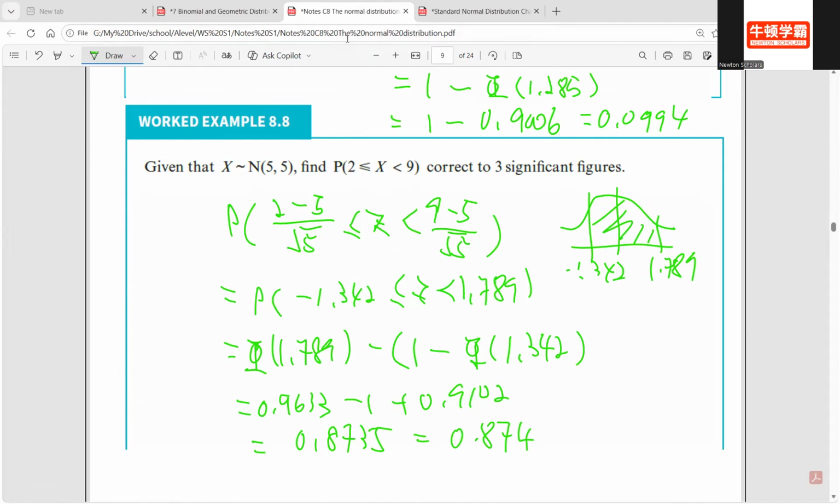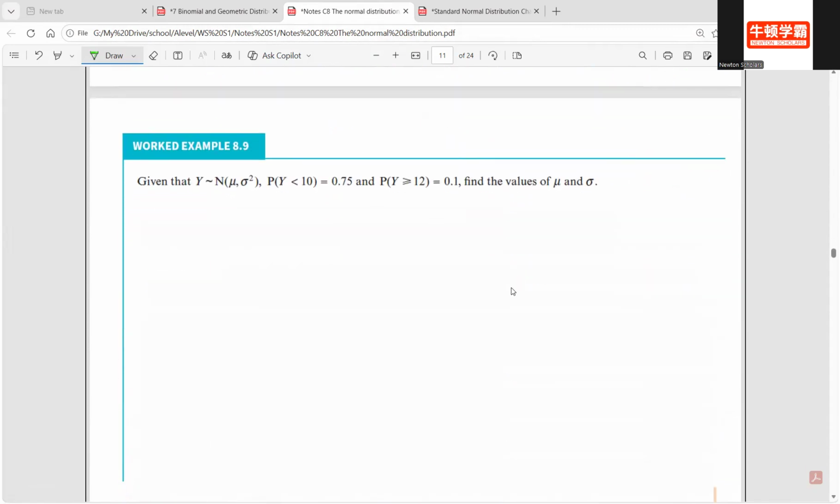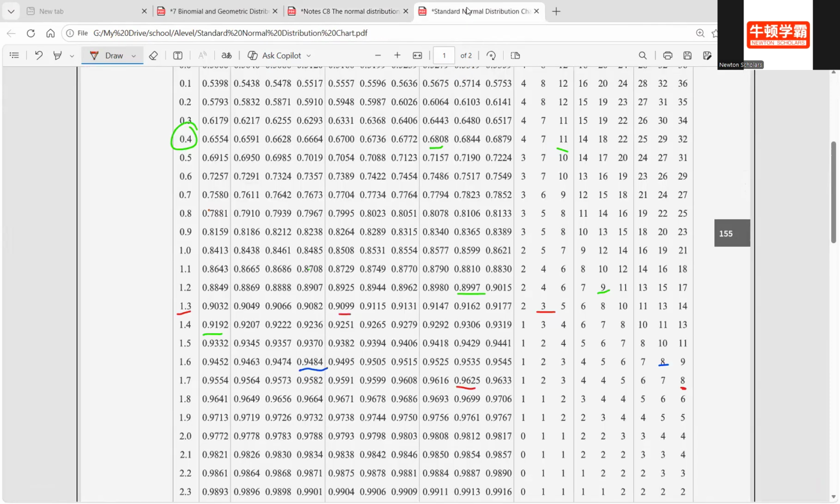Then we continue. Next one. Okay, this one you have to find it back. It's the same thing now. We try to do the simultaneous equation now. We do this one first. Y is less than 10, so meaning that we can straight away find, right? The z value, I don't know, so I have to find. So 10 minus mu over standard deviation equal to the z value for 0.75.